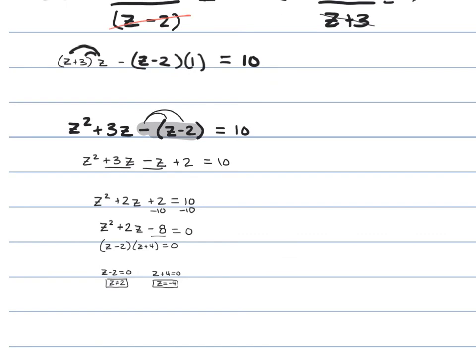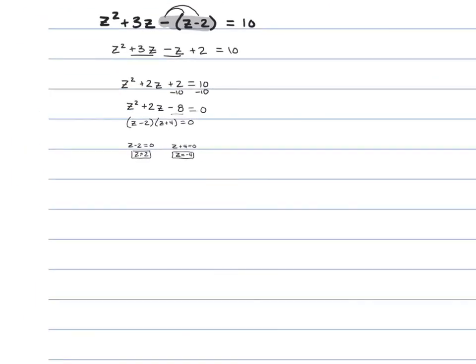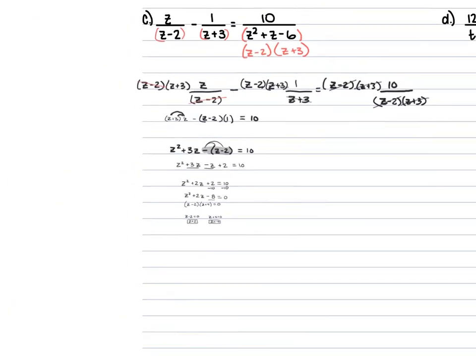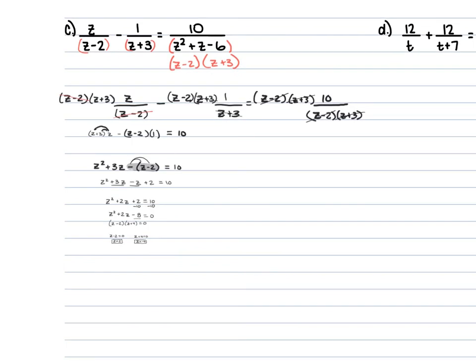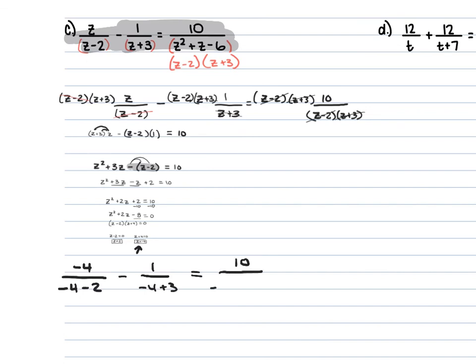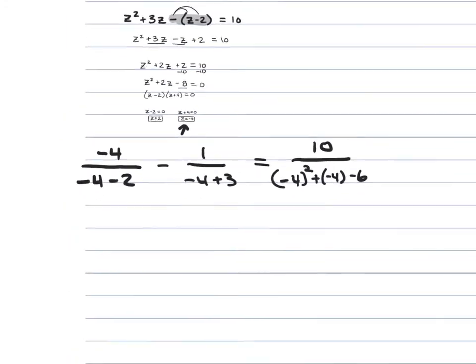But you automatically know -4 is correct? Well, one thing that we could do, let's say you're iffy about it, is we can check -4. So we know 2 won't work. But if you're like, well, I don't know about -4, one of the things you can do is plug it in. We're saying z is equal to -4. So we could check it as -4 over -4 minus 2. All I'm doing right now is plugging it in every time I see a z up here. Minus 1 over -4 plus 3 is equal to 10 over -4 squared plus -4 minus 6. So we're going to check it right now just to be sure.